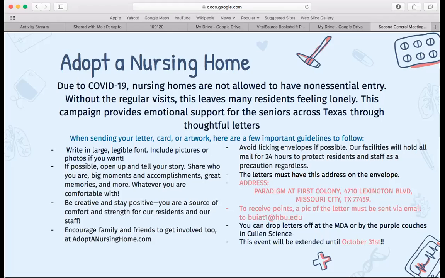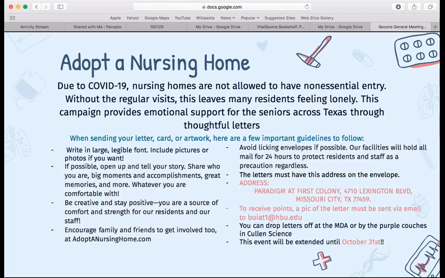What you have to do is simply write a letter. Please write legibly and include pictures or photos if you'd like. These letters are really to share a story about yourself, share who you are to these people so that they can feel more comforted and feel less lonely. Be creative and stay positive. You are a source of comfort and strength for our residents and our staff. Also encourage family and friends to get involved too.